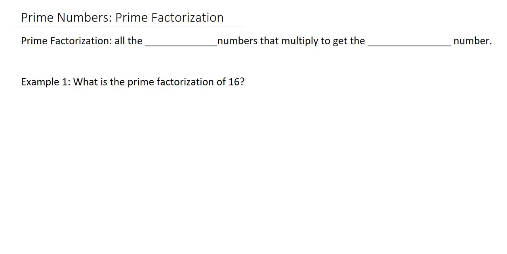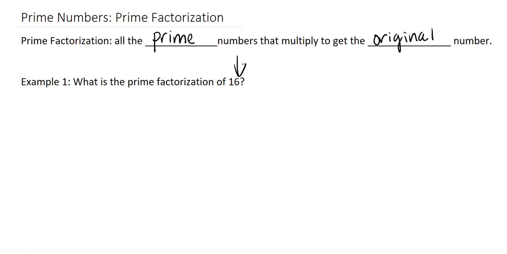Prime numbers. Prime factorization. Prime factorization is all the prime numbers that multiply to get the original number. So let's look at an example to kind of see what this means. Example 1, what is the prime factorization of 16?